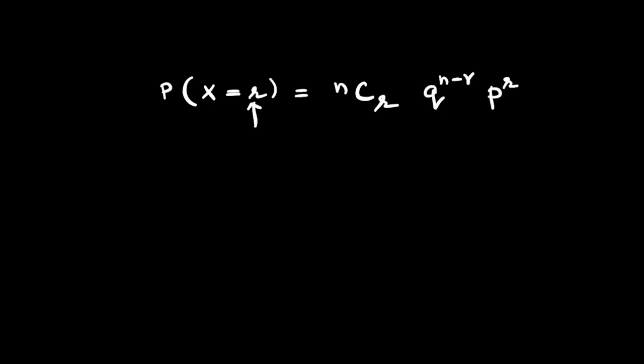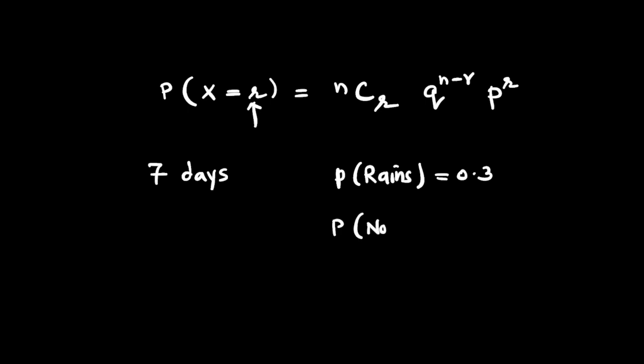Yes, there was a formula for calculation of probabilities. Probability X is equal to R, where R is the value for which probability is calculated, equals nCr, P raised to power of R, Q raised to power of n minus r. For example, if I'm talking about 7 days in a week and the probability that it rains is 0.3, the probability it does not rain is 0.7.